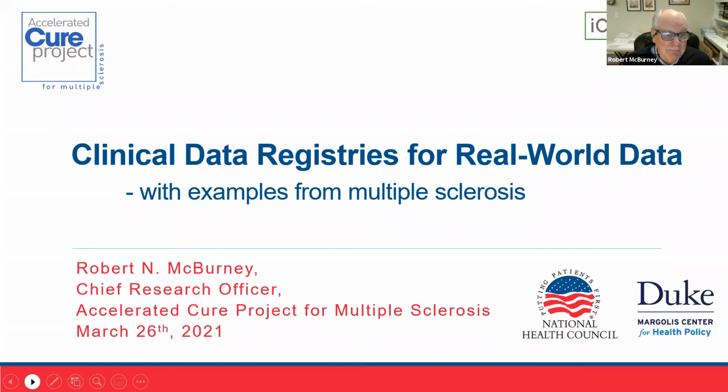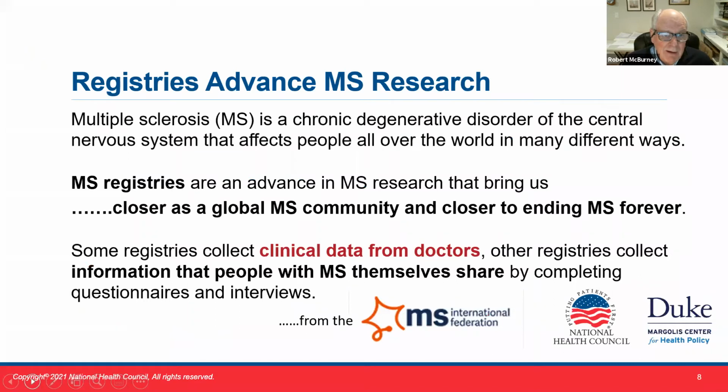Next slide, please. I'll just start with some words from the website of the Multiple Sclerosis International Federation. As you know, multiple sclerosis is a chronic degenerative disorder of the nervous system that affects people all over the world in many different ways. There is no uniform patient experience of multiple sclerosis. It's highly variable.